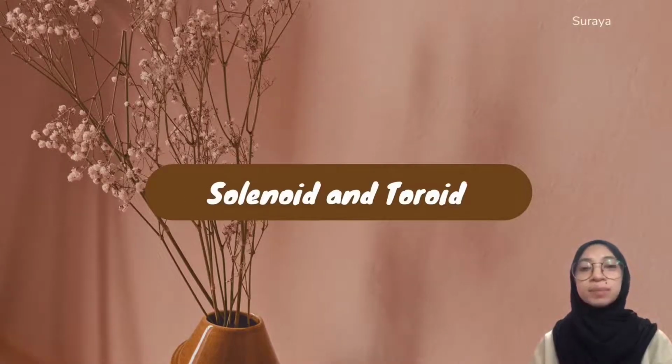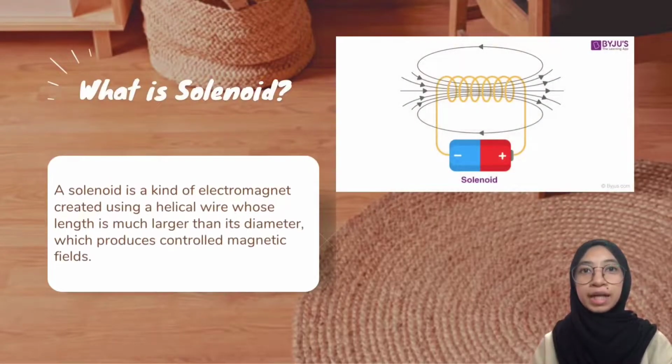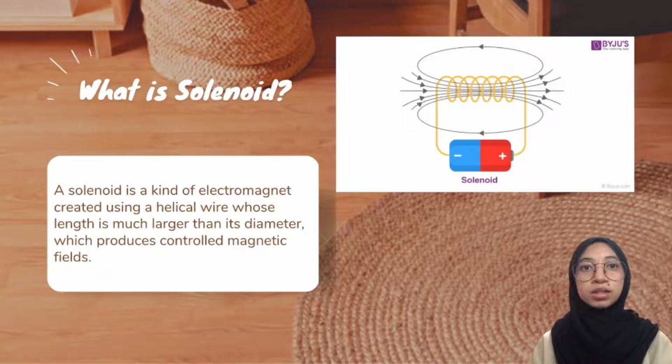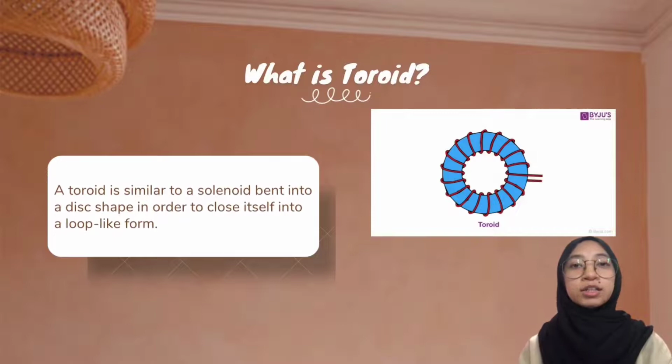Next, I will explain about solenoid and toroid. What is a solenoid? A solenoid is a kind of electromagnet created using a helical wire whose length is much larger than its diameter, which produces controlled magnetic fields. For toroid, a toroid is similar to a solenoid, but it's bent into a disc shape in order to close itself into a loop-like form.